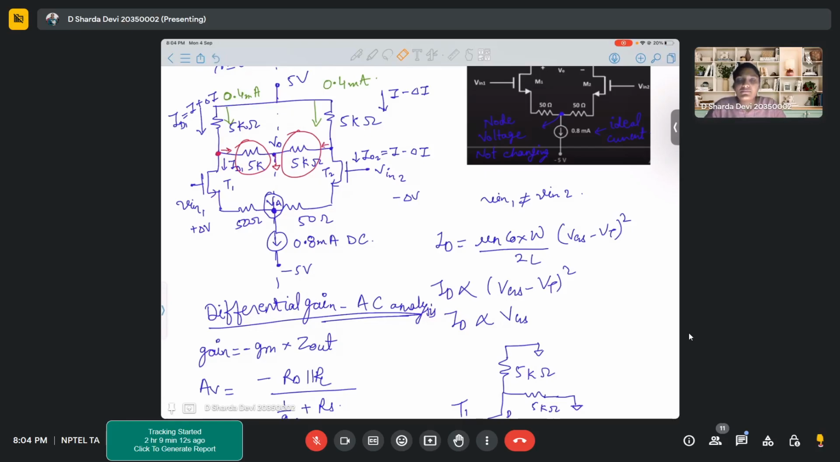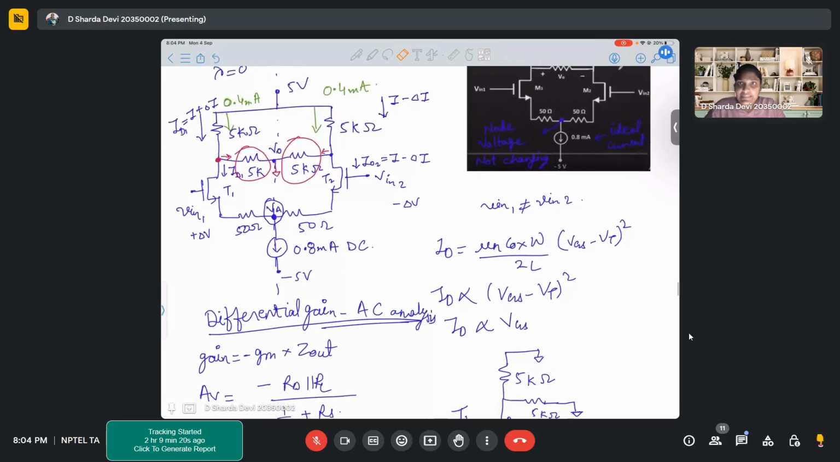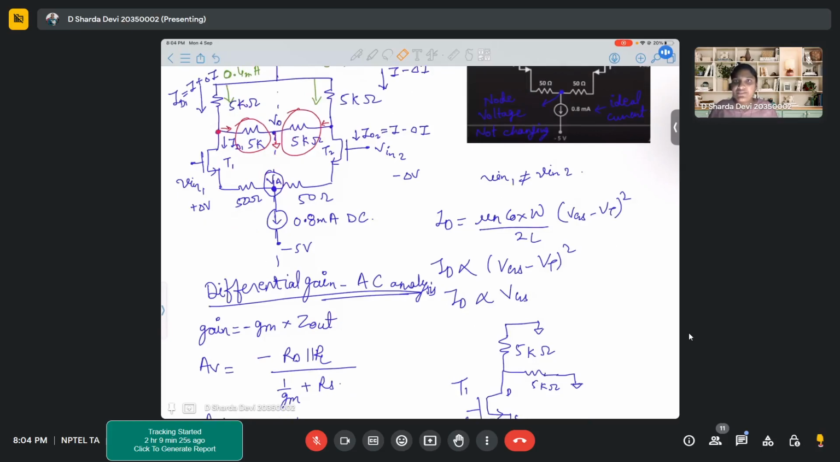So, like in this example, it is given to find the differential gain. For example, if they ask for the common mode gain, the only difference is that both inputs will be plus delta V. Both you will use as plus delta V and plus delta V. And then we will solve.